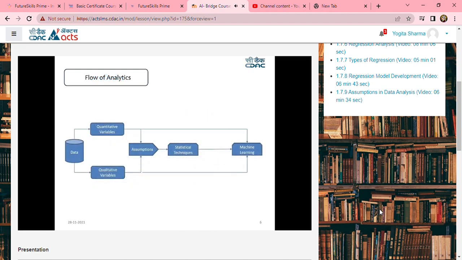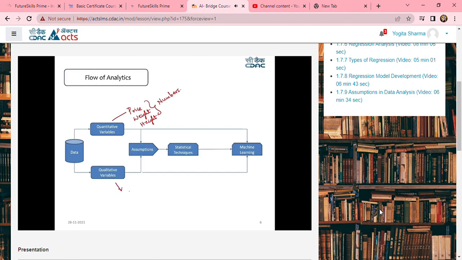Now, how does the flow of analytics work? First you capture the data, and you try to understand what kind of data variables you have. Generally, if you look into the data, most of the data fall under qualitative variables or quantitative variables. Quantitative variables are those which are measured in the form of numbers. For example, the price of the product is a quantitative variable. The weight is a quantitative variable. Height is a quantitative variable. So these are the variables which are measured on numbers, and hence those are called quantitative variables.